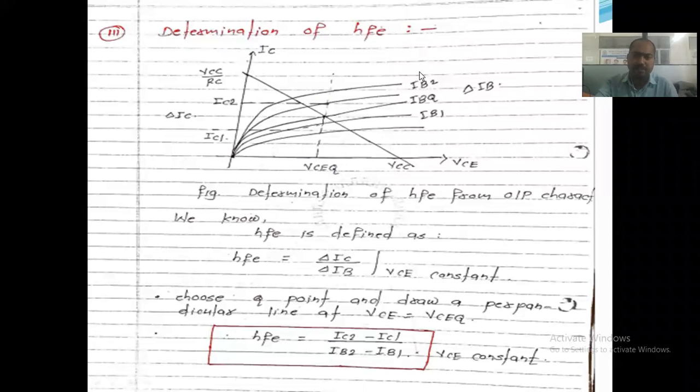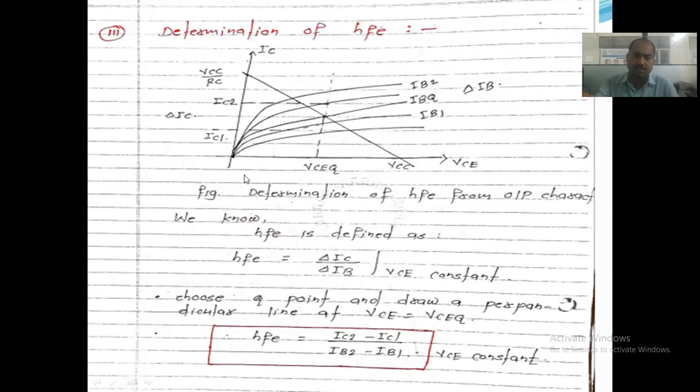See, the determination of hfe is nothing but the ratio of the output current to the input current. Output current to input current indicates the power gain of your amplifier. To find hfe, we take the plot of VC versus IC. We change the value of VC and note down the value of IC. So this is the plot of VC versus IC.